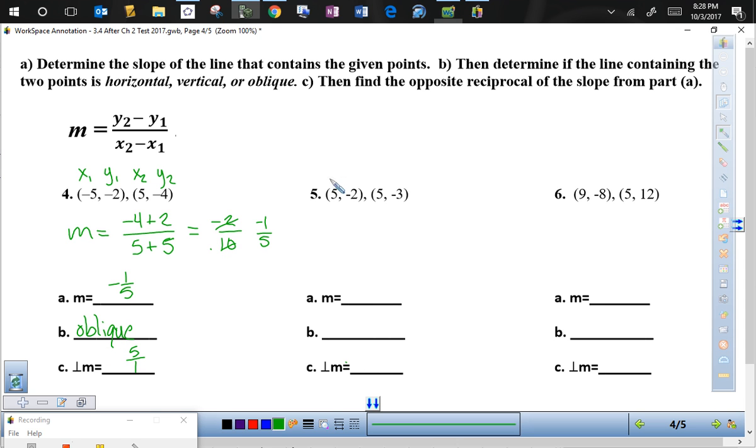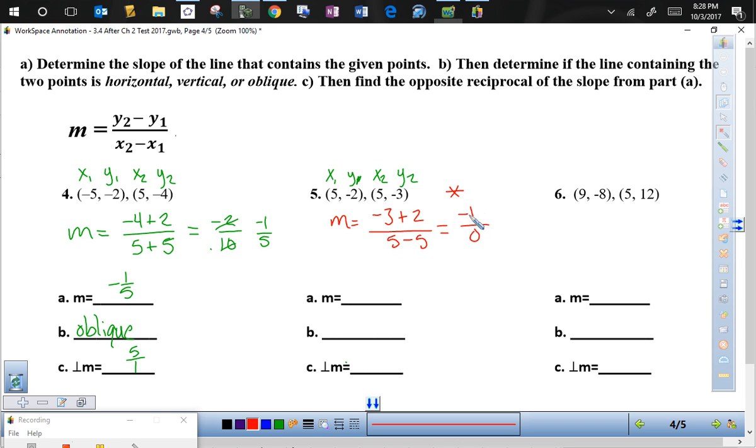Alright. On this next one, okay, we're going to label x1, y1 just like we did x2, y2. Okay, now if you'll notice, we have the same number appearing twice. Okay, let's see what happens in our formula when that type of thing happens. Okay, so m equals, on top we've got negative 3 minus a negative 2, so plus 2, divided by, and then 5 minus 5. Okay, up top we've got negative 3 plus 2, which is negative 1, divided by 5 minus 5, which is 0.